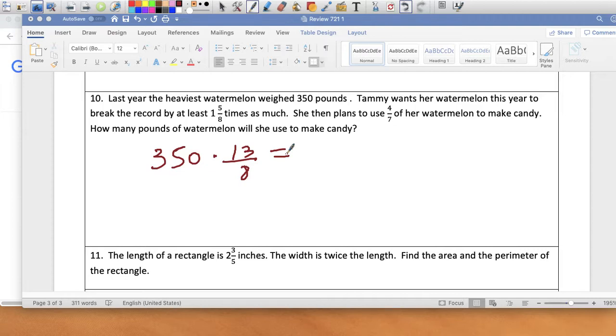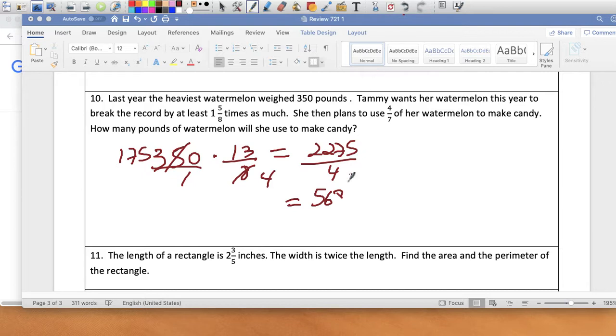So 350, and can we simplify? I can. Divide by 2 is 4, divide by 2 is 175. And then if I multiply across, I get 2,275 over 4. And that's going to give me 568. Wow, I don't know, it's really going to grow.